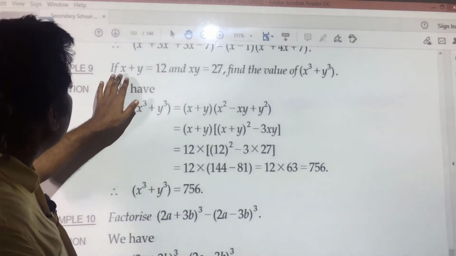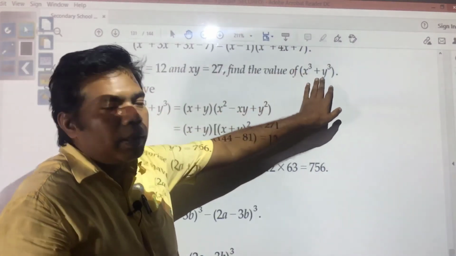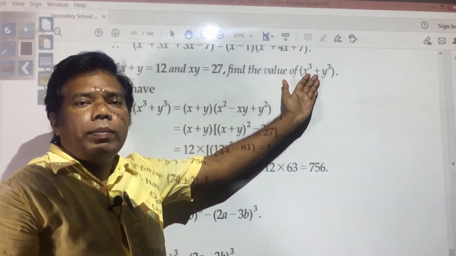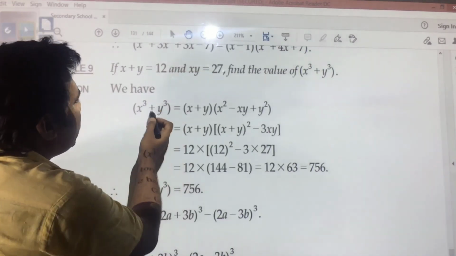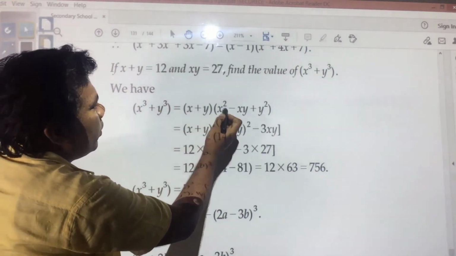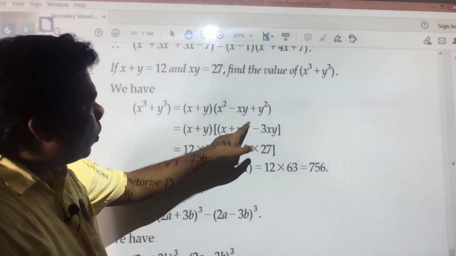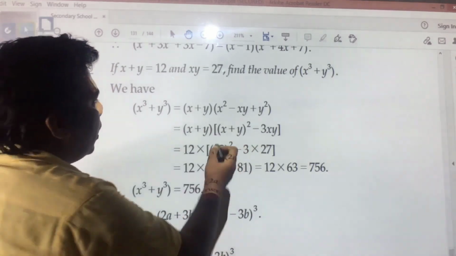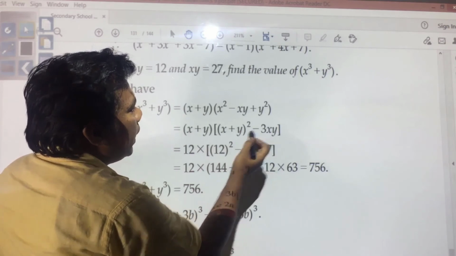Here you have x plus y is equal to 12 and x y is equal to 27. Find the value of x cube plus y cube. We just need to write the formula of x cube plus y cube, and put in the values. x cube plus y cube is equal to x plus y into x square minus x y plus y square. x plus y into x plus y whole square minus 3xy, also we can write. Why?